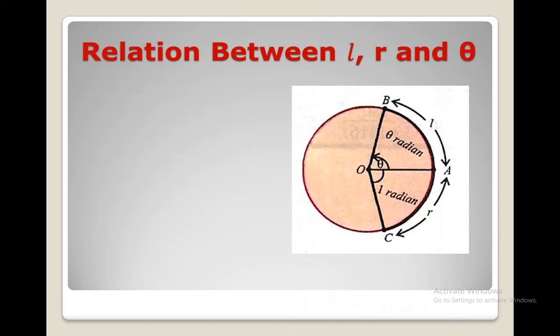Viewers, observe in the diagram, small l is represented by arc AB, whereas small r, that is the radius, you can observe measure OB is equal to measure OA is equal to measure OC. All these line segments show the small r, that is the radius of the circle, and theta is being made by arc AB at the center of the circle, whereas the arc AC is subtending angle 1 radian.